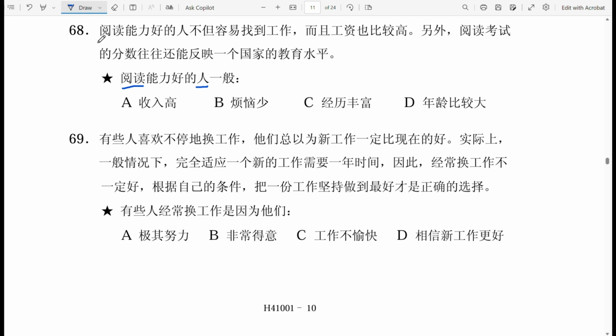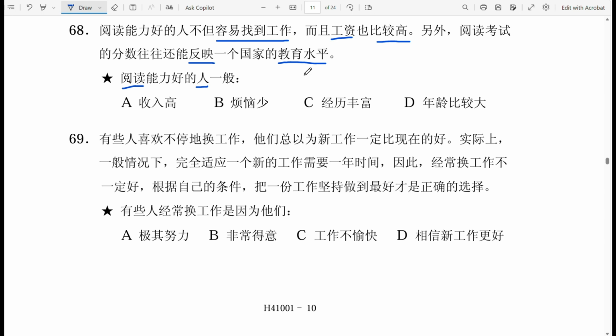So the paragraph says 阅读能力好的人不但容易找到工作，而且工资也比较高。另外，阅读考试的分数往往还能反映一个国家的教育水平。So 阅读能力好的人, people that have a good ability to read, 不但 not only 容易找到工作 do they easily find a job, 而且 but also 工资 their salary is relatively high. 另外 Moreover, 阅读考试的分数 the score of reading exams can also 反映 mirror, reflect 一个国家的教育水平, the educational level of a country.